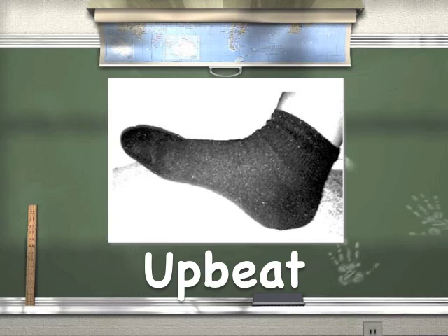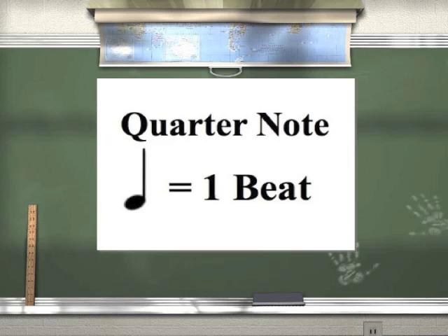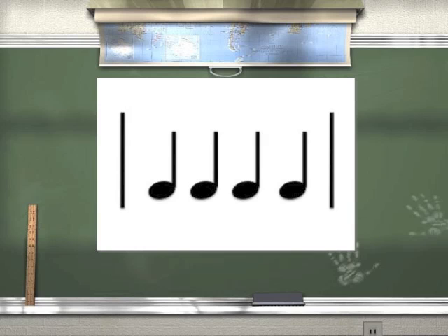Each downbeat and upbeat of the foot tap represents the quarter note. The quarter note gets one full foot tap or one beat. Let's watch the foot tap and listen to the rhythm of the quarter note to understand how the foot tap relates to the quarter note. One, two, ready, listen.